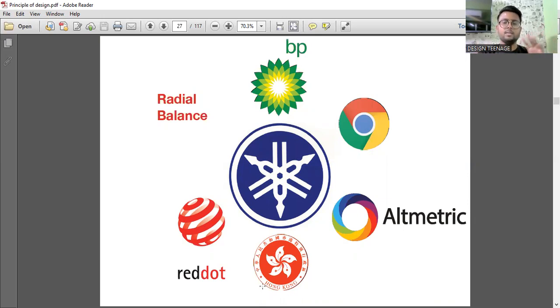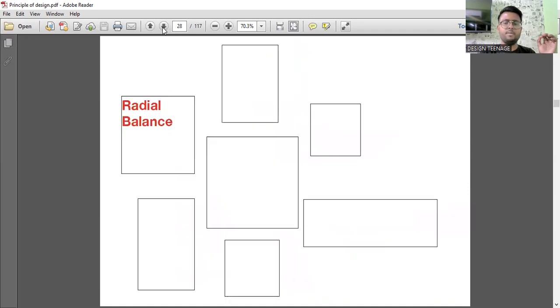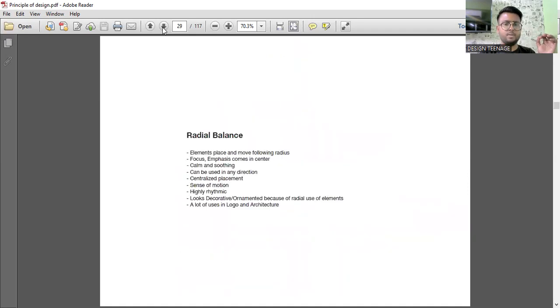Understood? I guess you are getting what I'm trying to convey. So all these logos, however the axis is running through the central point, it will look similar on both sides of the axis. We will try to look into some examples of radial balance.